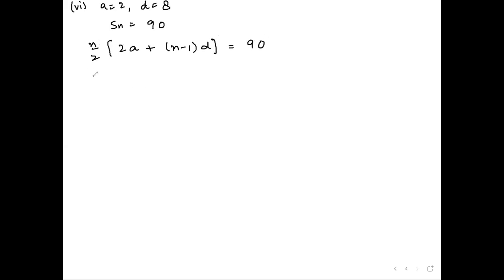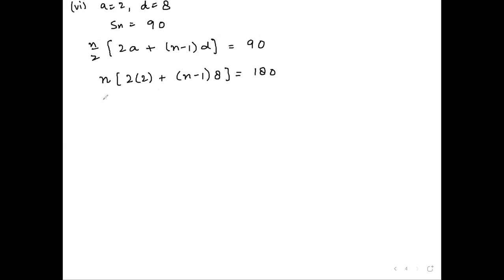Let's do it very carefully this time, all of us. Again, the question is a is equal to 2, right? And d is equal to 8. And Sn is equal to 90. Now do it carefully this time. Sn means n by 2 into 2a plus n minus 1 into d, which is equal to 90. So n into 2 into 2, plus n minus 1 into d, which is 8, is equal to 2 into 90. That means 180.